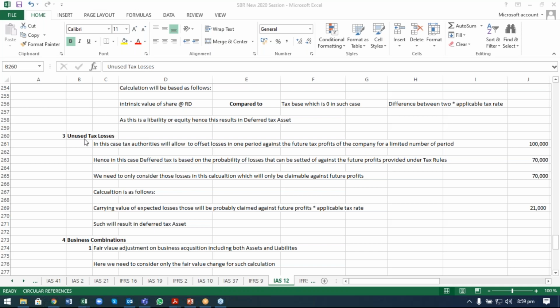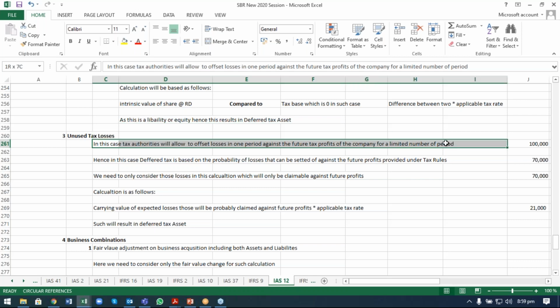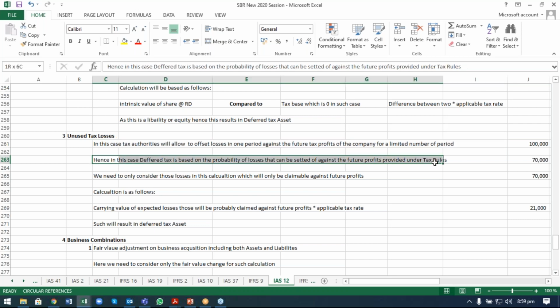Second thing is unused tax losses. In unused tax losses, the principle or thumb rule provided by accounting authorities is that tax authorities will allow you to offset losses in one period against the future tax profits of the company for a limited number of periods. As in the case of Hudson, authorities only allow you to carry forward any losses against just the next 2 years, not any further years, right? So in this case, deferred tax is based on the probability of the losses being settled against future profits as provided under the tax rules. So you need to be very careful.